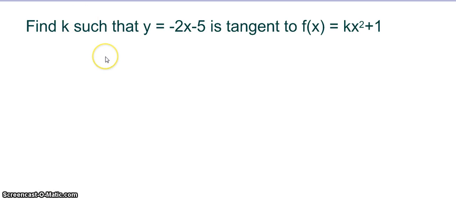Next one, we love these types of problems because we've seen this a lot. Find k such that y equals -2x minus 5 is tangent to f of x equals kx squared plus 1. So this is similar to, but not the same as, the problem we did 2 examples ago, where we're trying to find some value of k that makes this the tangent line to this function. So pause the video, do that, unpause when you're ready to confirm how correct you are.